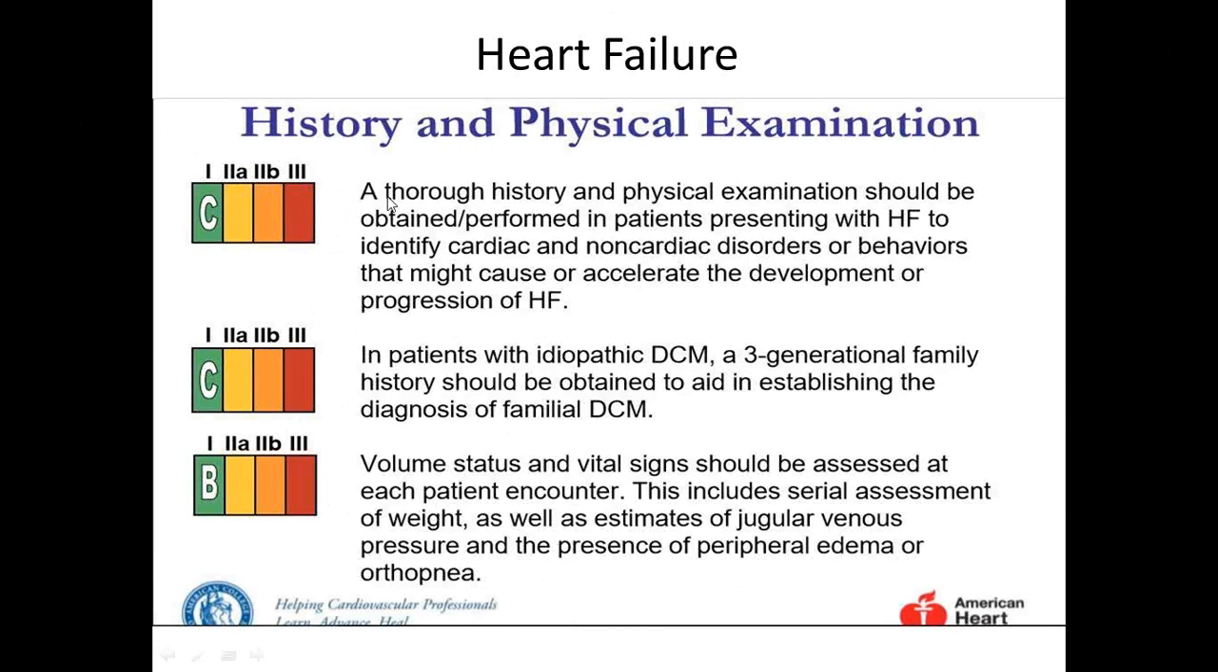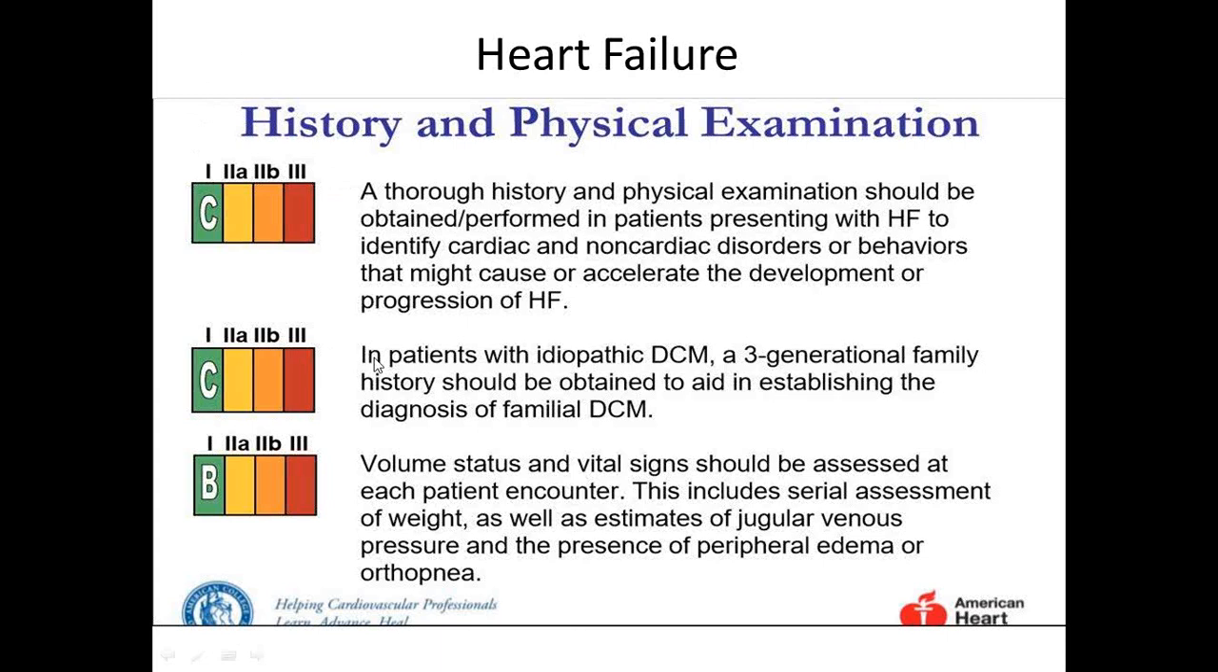So what we're saying here, a thorough history and physical examination should be obtained and performed in patients presenting with heart failure to identify cardiac and non-cardiac disorders or behaviors that might cause or accelerate the development of progressive heart failure. So basically, a thorough history and physical examination is a class 1 indication. Okay, so again, it should be done and it has to be done. If it's not done, then it's a malpractice situation there.